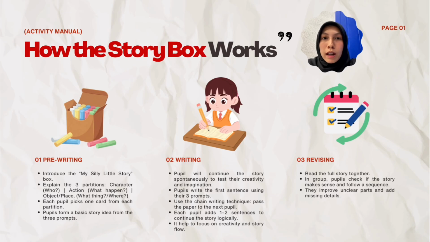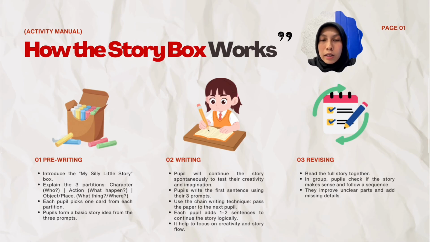Next, we move on to how the Silly Little Storybox works. So here is the activity manual part. This activity is not done randomly, but it actually follows the five stages of the writing process, which make it more academically strong and meaningful. The first stage is pre-writing. At this stage, pupils pick the prompt cards from the storybox, and then they discuss with their group to form a basic story idea. This helps them organize their thoughts before they start writing.